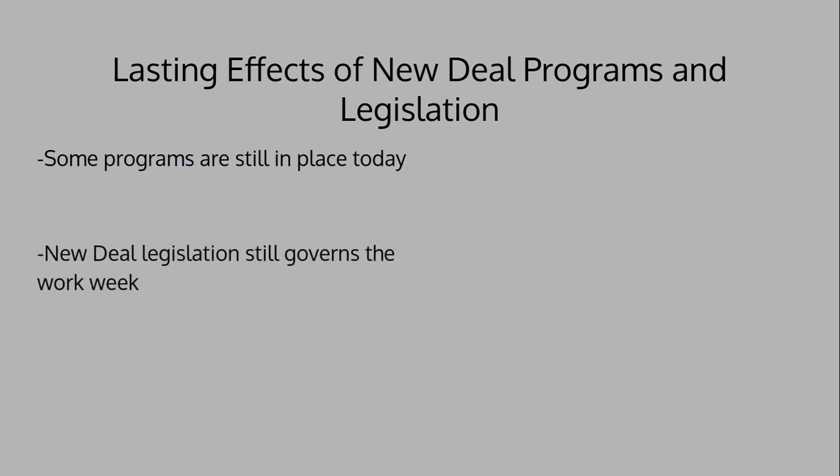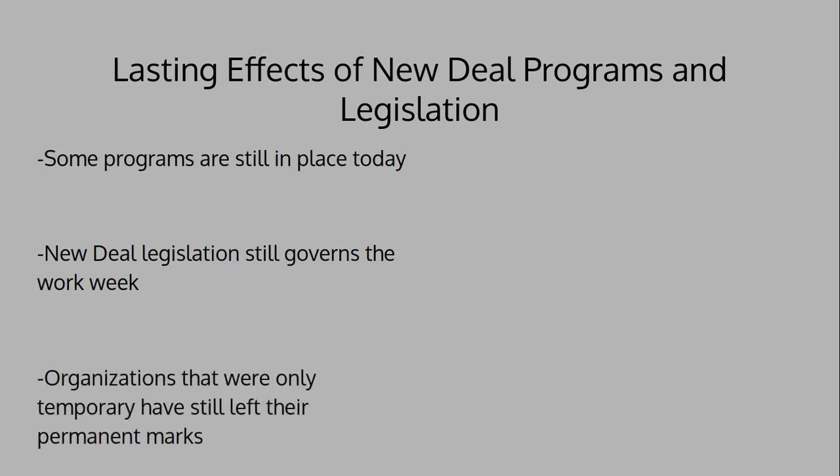Now, some legislation that we take for granted these days, like minimum wage, the 40-hour work week with overtime and getting paid time and a half if you go over that, and even child labor laws. A lot of that stuff traces its history back to the New Deal. Even though we take it for granted, we have the New Deal to thank for those regulations.